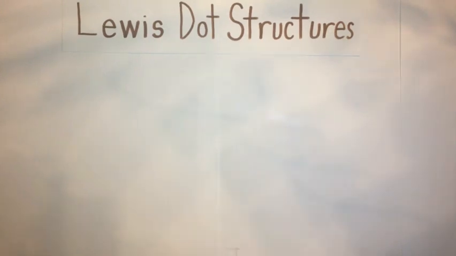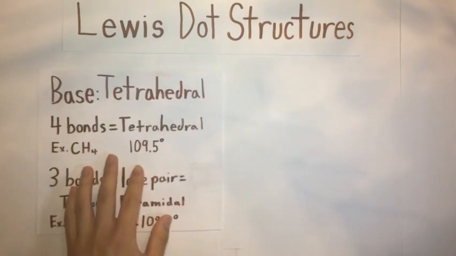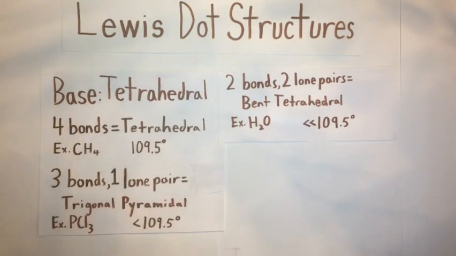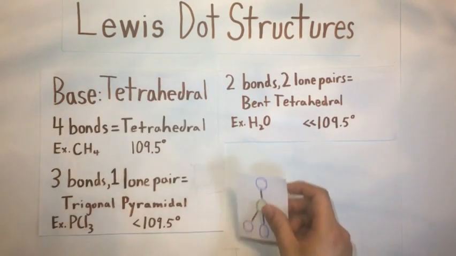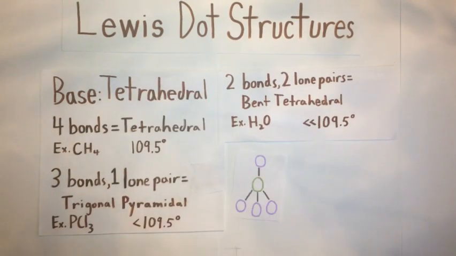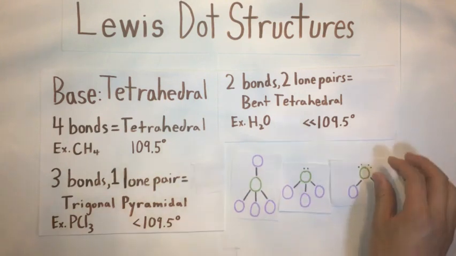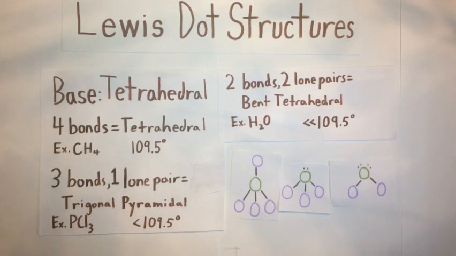If the sum of bonds and lone pairs on the central atom is 4, the base shape is tetrahedral. When there are 3 bonds and 1 lone pair, the geometry is trigonal pyramidal, and its bond angles are less than 109.5 degrees. An example of this geometry is PCl3. When there are 2 bonds and 2 lone pairs, the geometry is bent tetrahedral, and its bond angles are even smaller than 109.5.